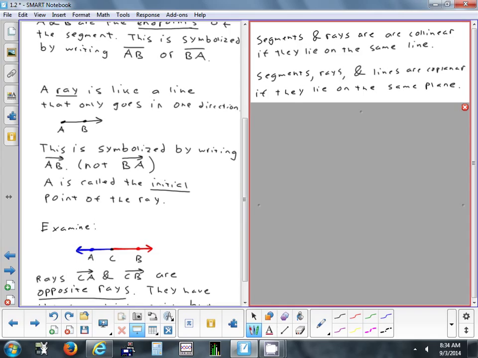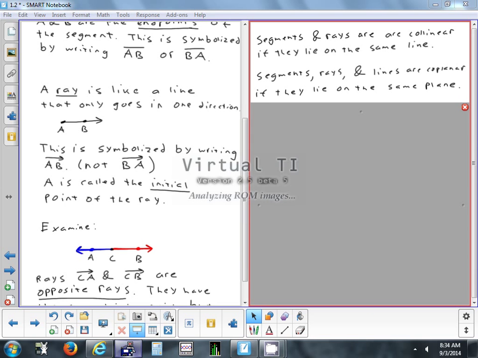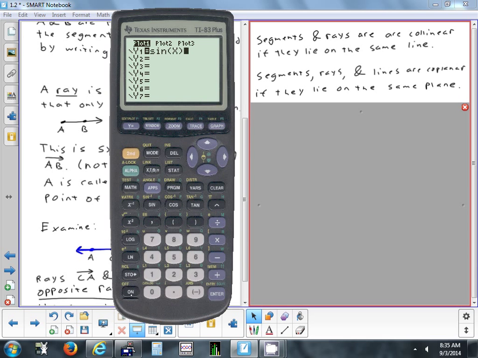Likewise, segments, rays, and lines can be coplanar if you draw them in the same plane. So if I were to bring up my graphing calculator, and from Algebra 1, draw a line y equals 2x plus 3, and y equals negative x plus 2. And let me turn those other dots off. I've just drawn two lines that are coplanar. They're both drawn in exactly the same plane.